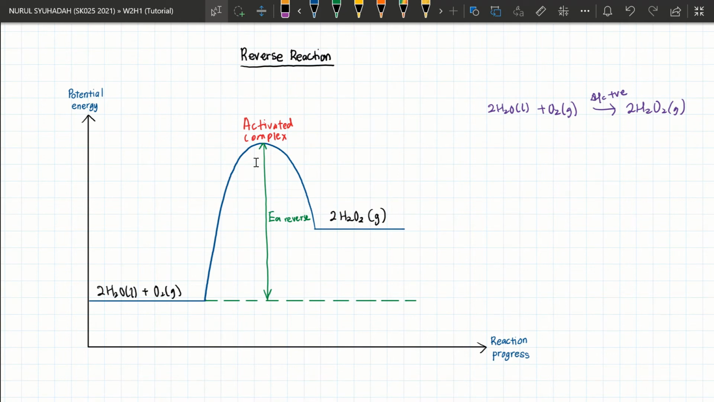Okay, what does this value show? It shows that going from the reactant to the product is easier compared to the reverse reaction. The reverse needs a lot of energy. The activation energy, the minimum energy required to form H2O2 from H2O and O2, is more. It's not slightly, it's a lot more. Okay, that's the activation energy.